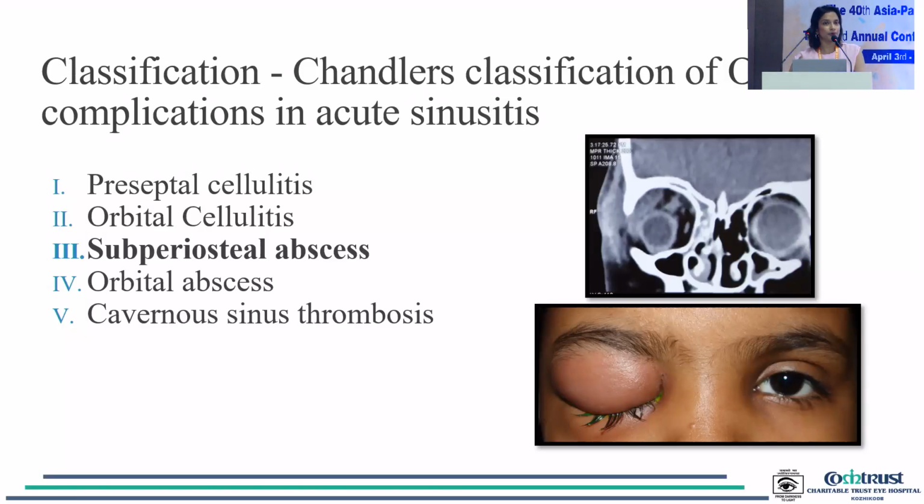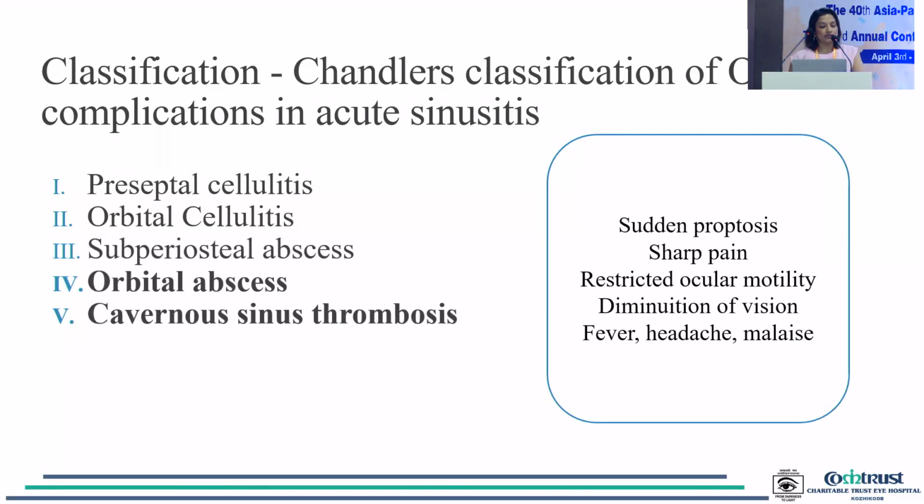It need not always be an abscess. There is also an entity called subperiosteal effusion, whereby there is just inflammation beneath the periosteum, and this will be treated once you treat the infection per se with antibiotics. Orbital abscess and cavernous sinus thrombosis is a very severe form, which, since most of us work in purely eye setups, you may not come across very easily because the children would be drowsy and will be needing systemic care and stabilization.